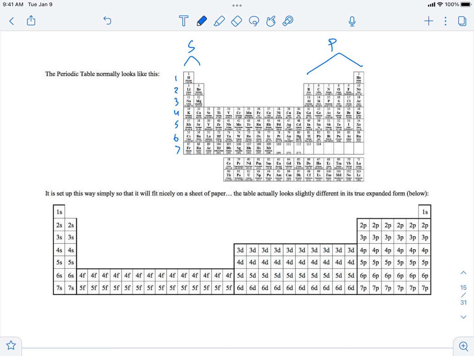The P columns are the 6 to the right side, the tall 6 to the right. The middle are the D's, and guess what the bottom row of 14 are? F's.